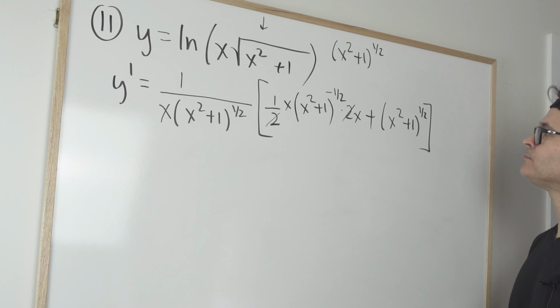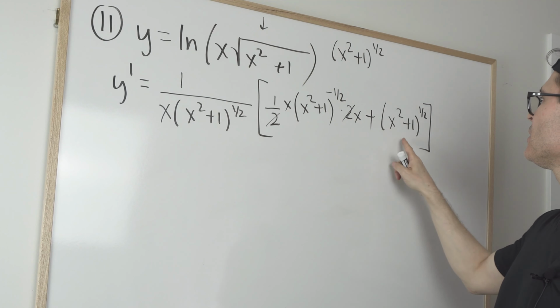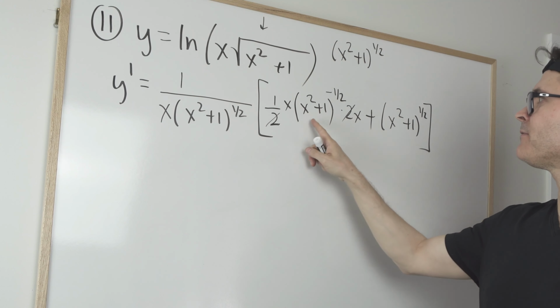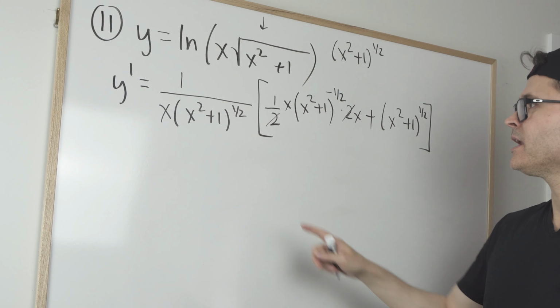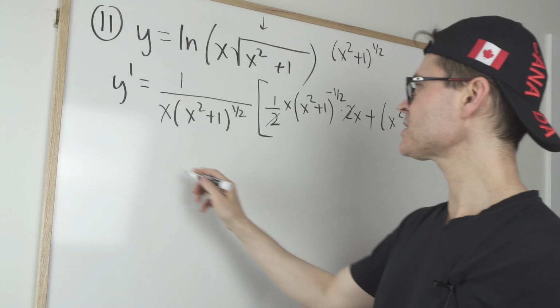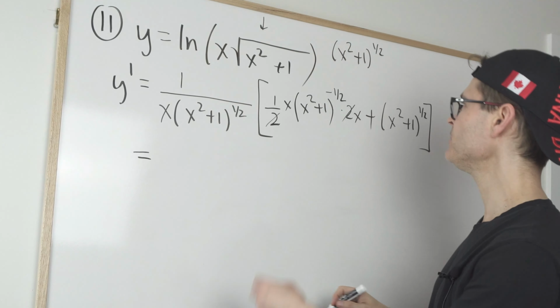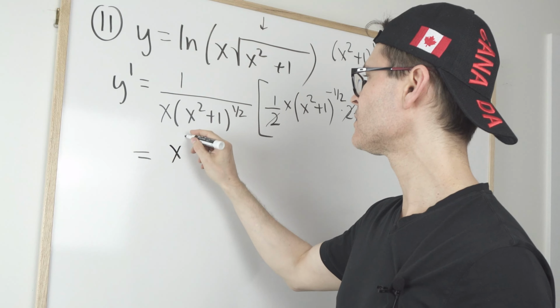And also, if you look here, I've got this to the negative half, I've got this to the half, and I've also got this to the half downstairs. So what I'm going to do is clean it up a little bit so you can see what I'm talking about. Here I've got an x times an x, which is going to give me an x squared.